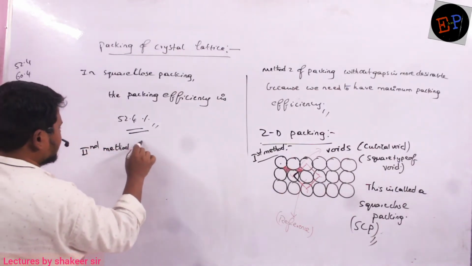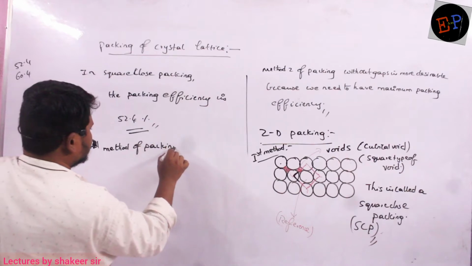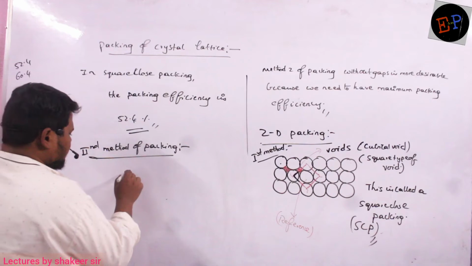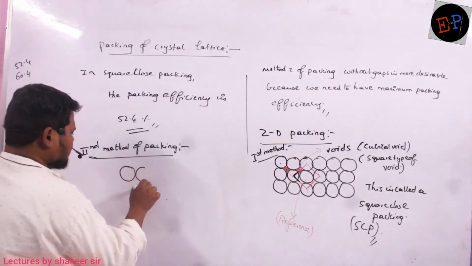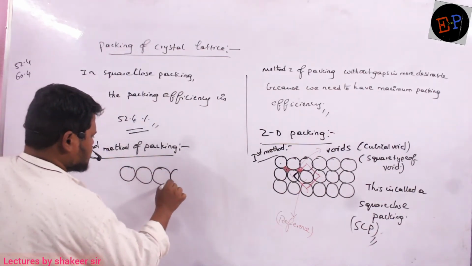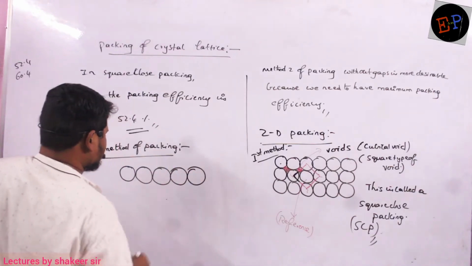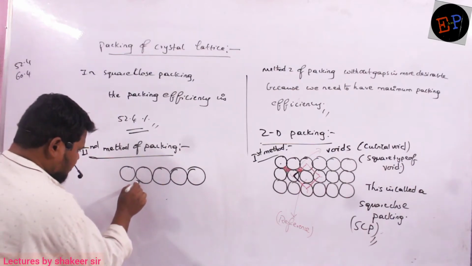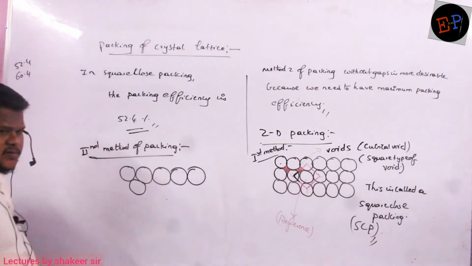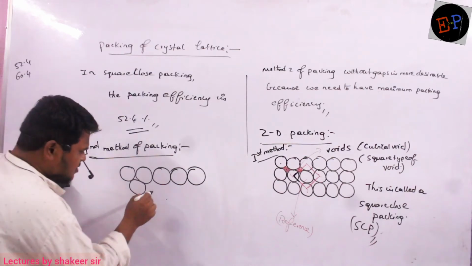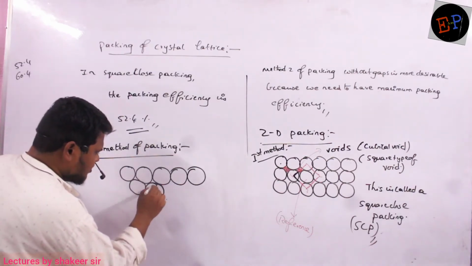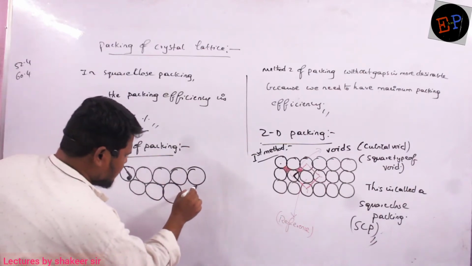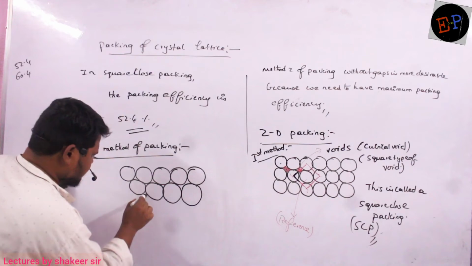Now let us see the second method of packing, the atoms in 2D space. First of all, let us take one atom in one dimension. Now see, the second type of packing is that I can place atoms here also, no? I can place like this also, no? So this is the second type of packing. I can place atoms here also, approximately like this.